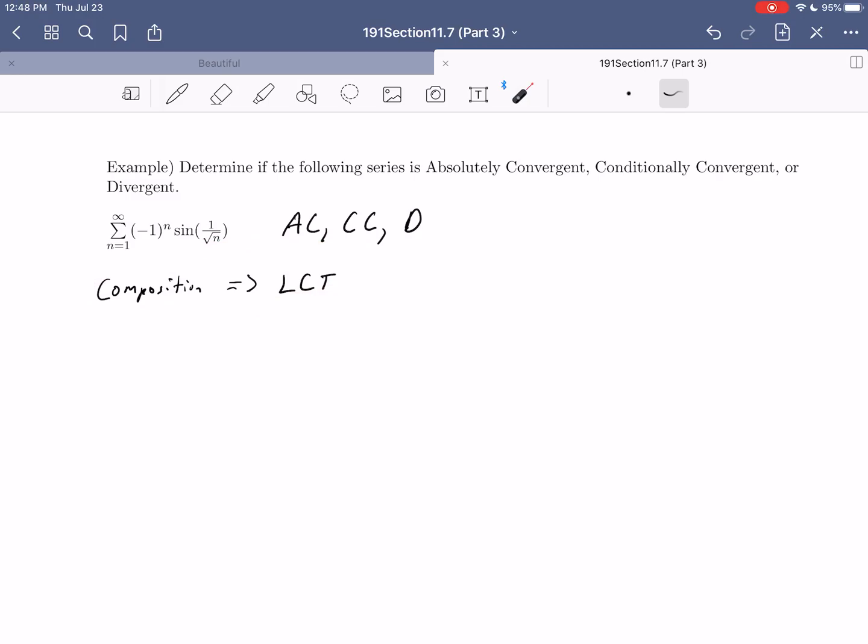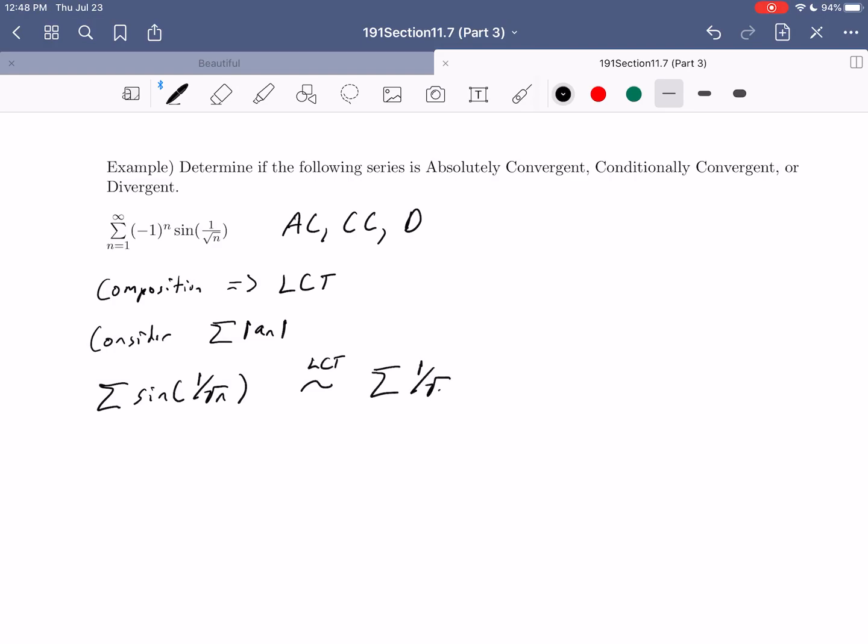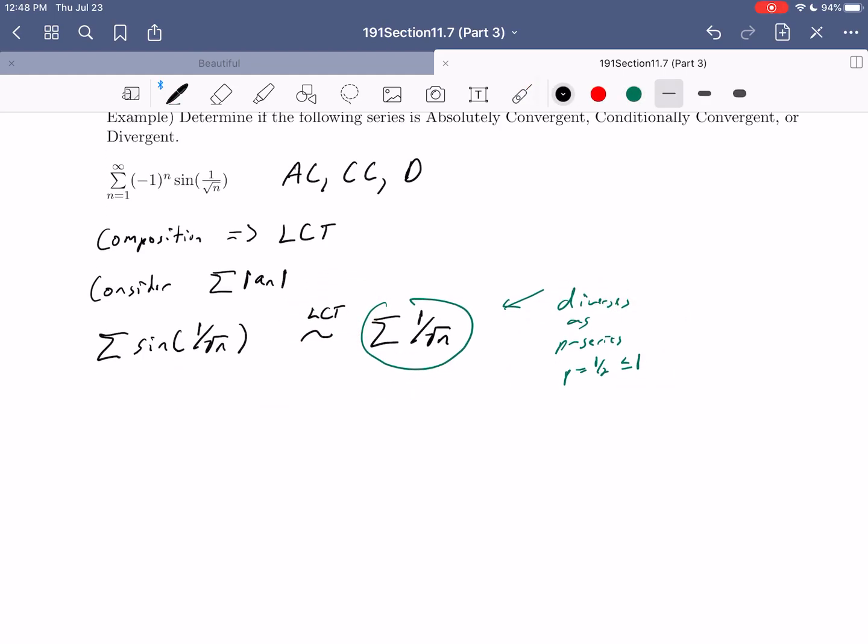Unfortunately, though, LCT requires that we have always positive terms, so we need to start by considering the absolute value. So let's consider the absolute value here. That means we're going to be looking at sine 1 over root n, and our idea is that hopefully we can LCT that with 1 over root n. What do we know about 1 over root n? This diverges as a p-series since p equals 1/2 is less than or equal to 1. So if the LCT works, then we know that this thing will diverge. Let's go ahead and see if we can do that.